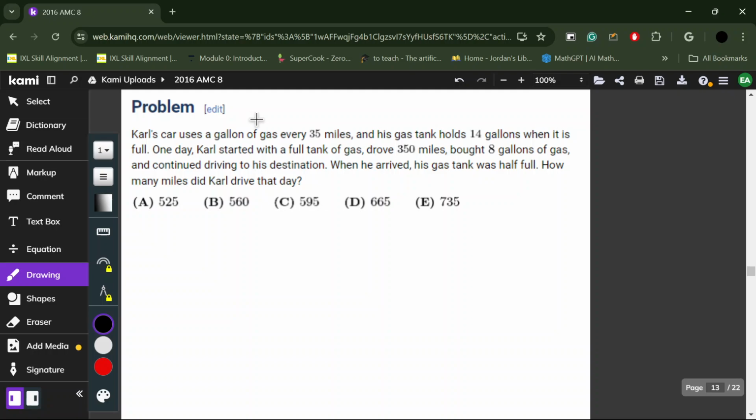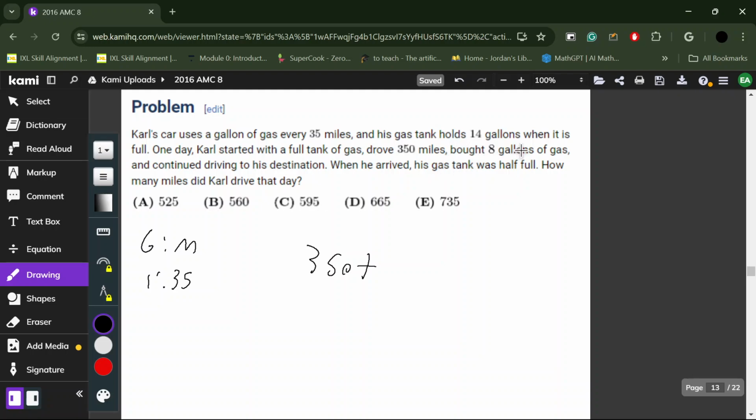So, let's write this out. 1 gallon of gas is 35 miles. So we can write that as a ratio. Gallons to miles is equal to 1 to 35. And then his gas tank holds 14 gallons when it's full, and he started on that. So he drove 350 miles plus something else. So it's going to come later in the question.